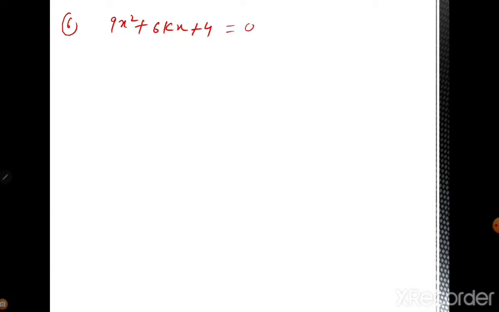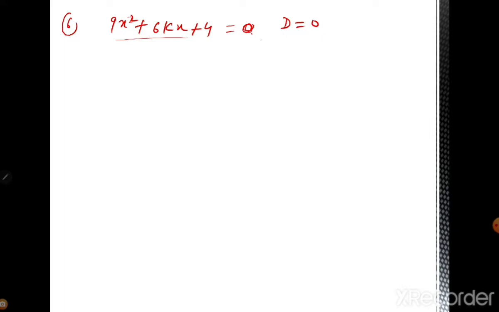So what is the question? For what value of K does this equation have equal roots? When does an equation have equal roots? When its D is 0. This is a quadratic equation now, because it is equal to 0, not a quadratic polynomial. This equation is in second degree form and is equal to 0. When does a quadratic equation have equal roots? When D is equal to 0. If D is equal to 0, then the equation has equal roots.